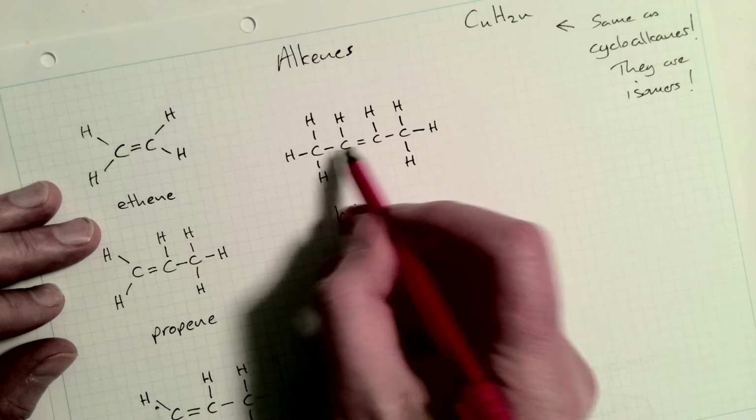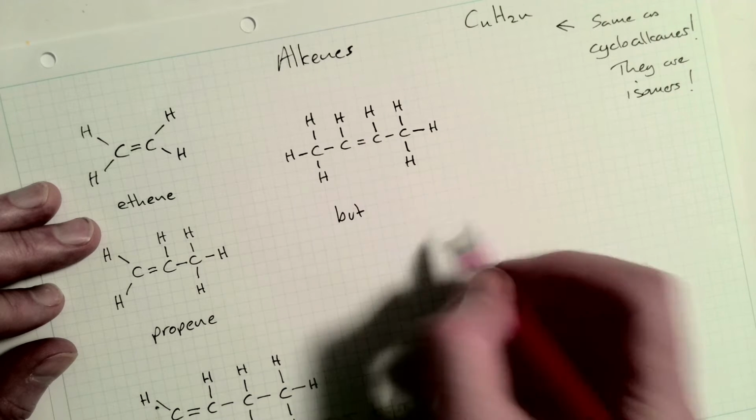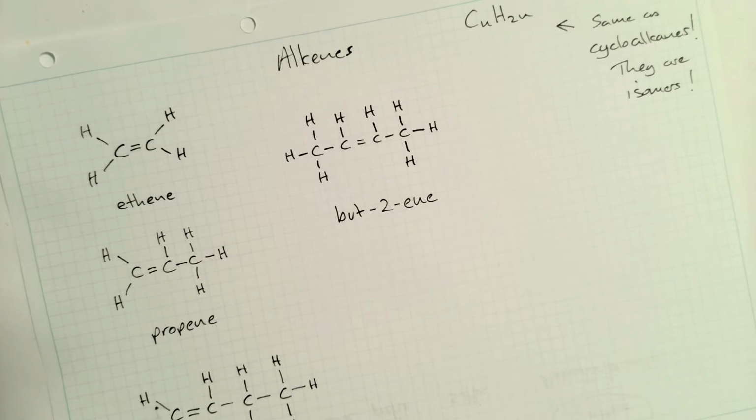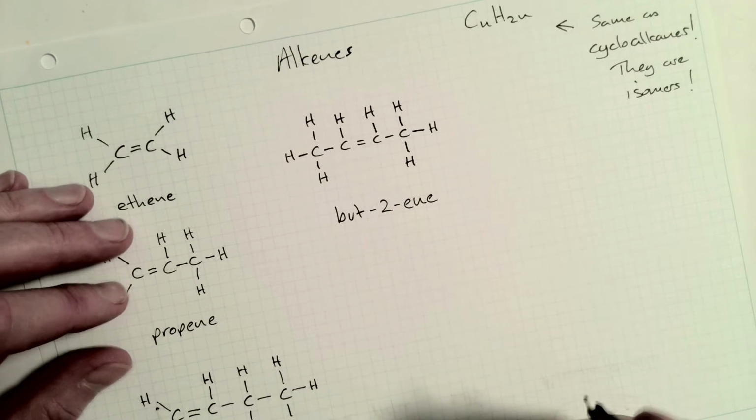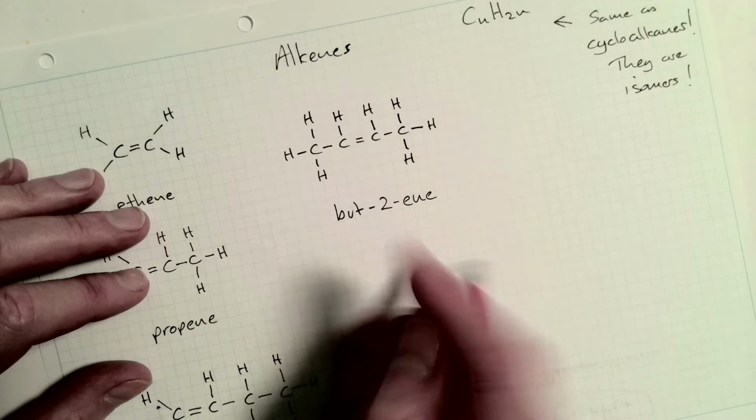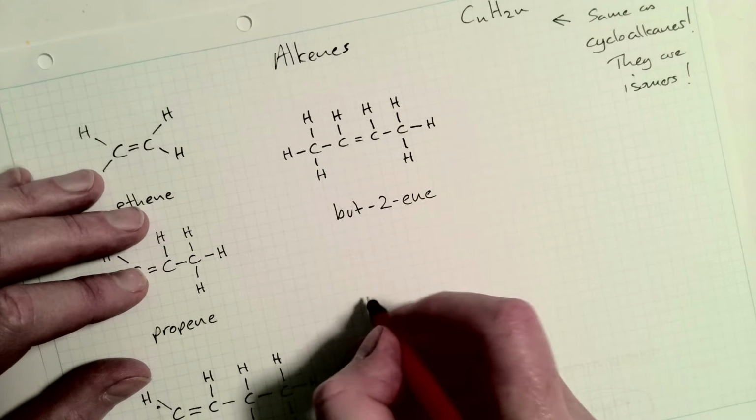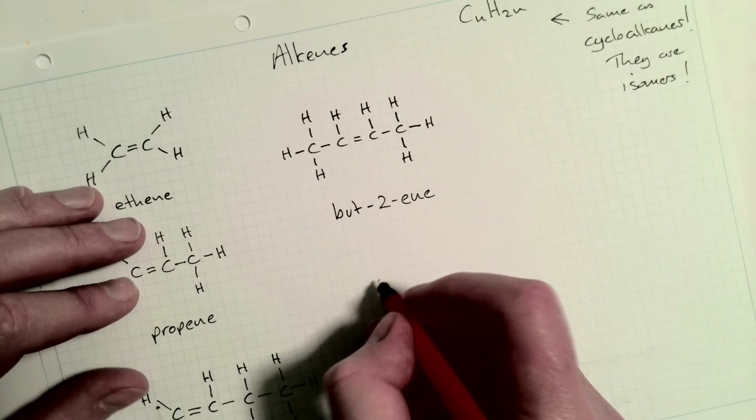Now, it's on carbon number 2. The first carbon we come to that's got a double bond attached to it is carbon 2, so it's bute-2-ene. Okay, now you can see that as we increase carbon numbers in these, we're going to have to pay careful attention to the number of isomers that there are. So let's have a look at our pentenes.